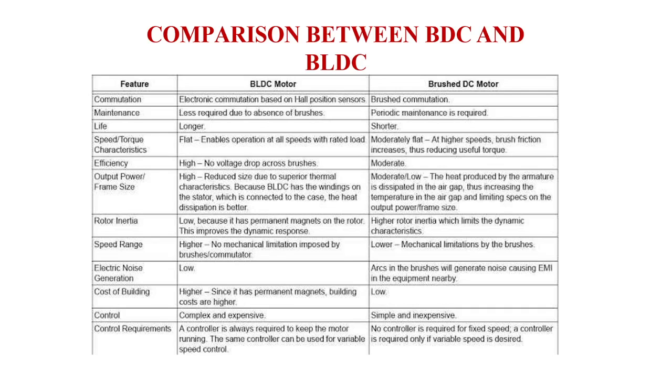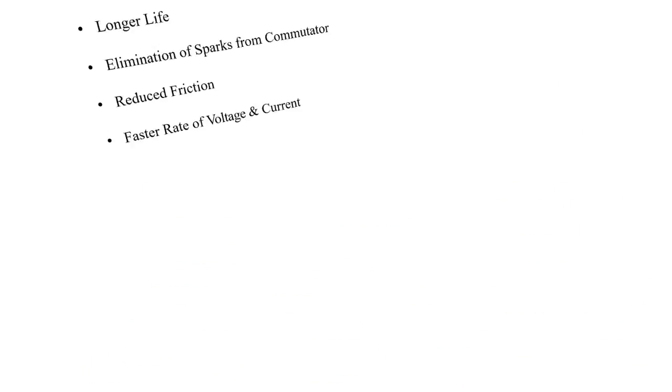Cost of building is higher in BLDC motor, whereas it is low in brush DC motor. Control of BLDC motor is complex and expensive, whereas in brush DC motor it is simple and inexpensive. So in BLDC motor, a controller is always required to keep the motor running, and the same controller can be used for variable speed control. Whereas for brush DC motor, no controller is required for fixed speed. A controller is required only if variable speed is desired.